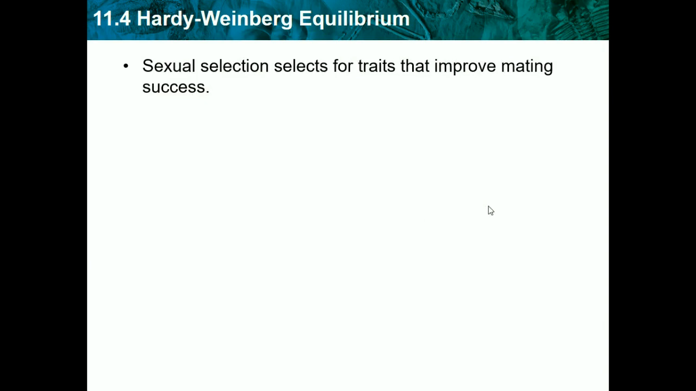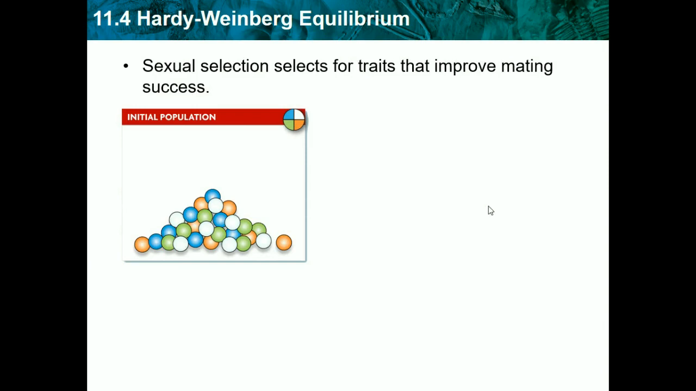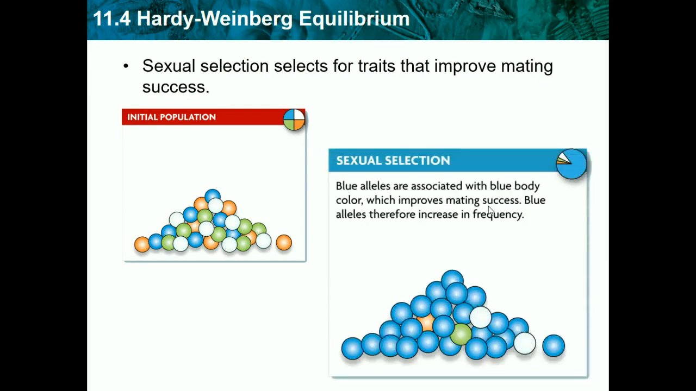Sexual selection selects for traits that improve mating success. So sexual selection is basically about what traits are better to have for mating success. Blue alleles are associated with blue body color, which improves mating success, so blue alleles increase in frequency. It's easier for blue body color to mate. So that's why they're more successful, and that's why you have more of them. The frequency of blue body color is higher.